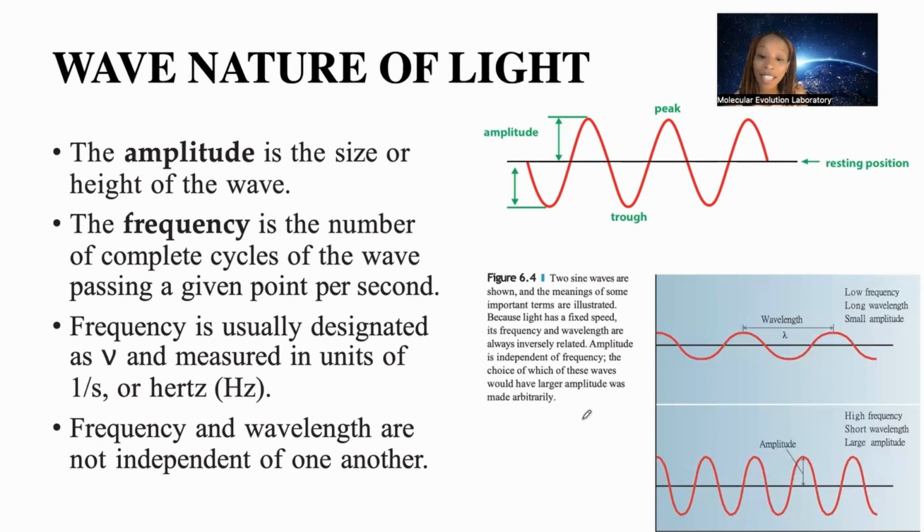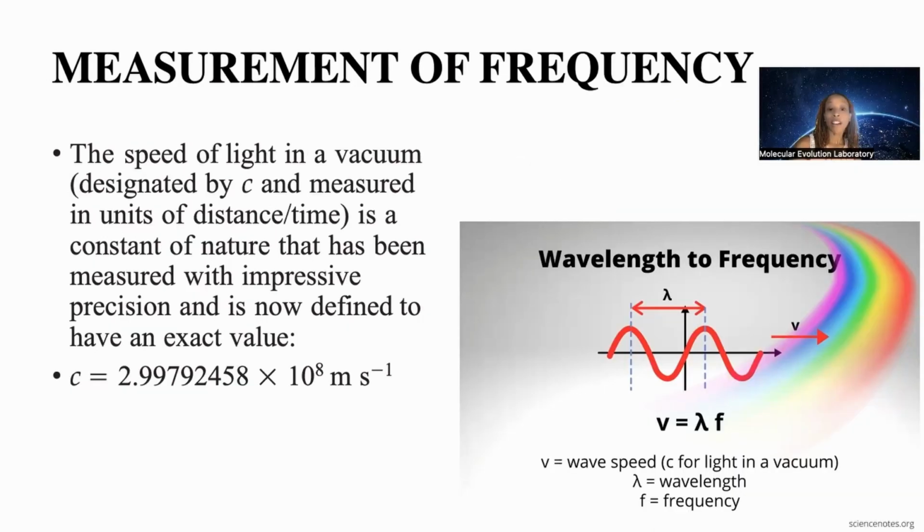Because light has a fixed speed, its frequency and wavelength are always inversely related. Amplitude is independent of frequency. The choice of which of these waves would have larger amplitude was made arbitrarily. The speed of light in a vacuum is designated c. Why c? It is from the Latin word celeritas, meaning speed.